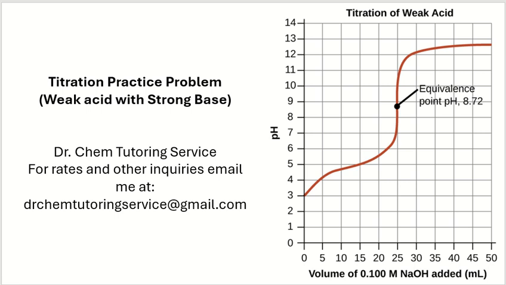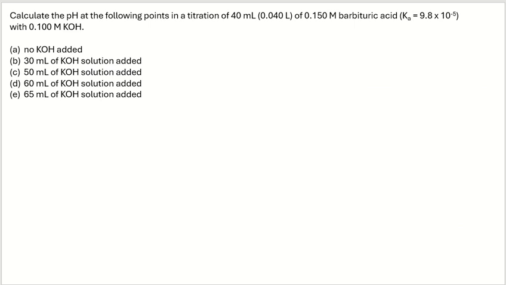So now we're going to start the actual problems. We are going to look at the titration of a weak acid with a strong base, and the problem at hand is calculating the pH at the different points when we do a titration of 40 milliliters of 0.150 molar barbituric acid with potassium hydroxide. The Ka is provided, and we're going to have different amounts of KOH added.